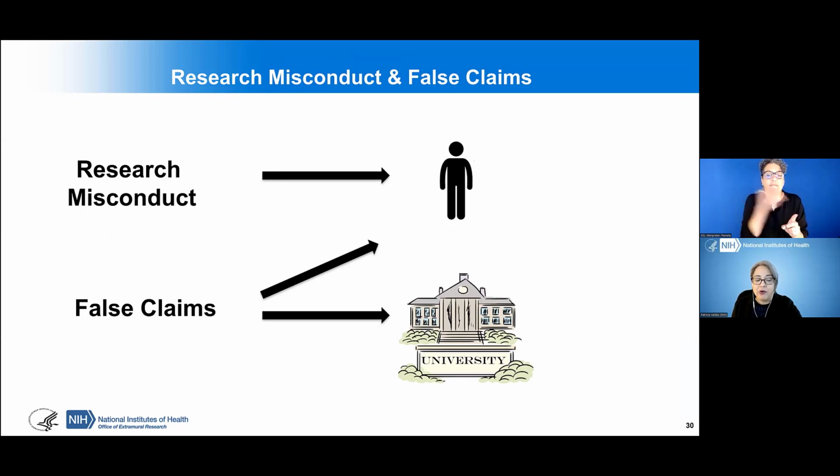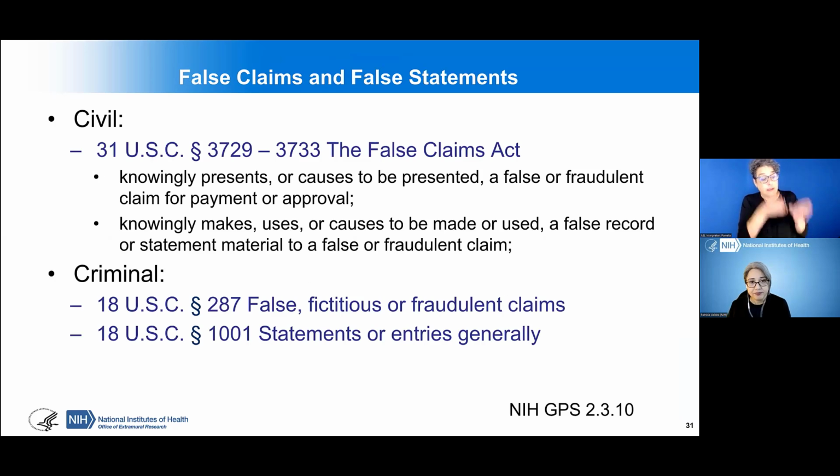So I want to talk a little bit more about false claims because this can be related to research misconduct. As Ranjini mentioned, research misconduct findings are made against individuals. So you can't have a finding unless you know who did it. You identify the person who did it. Now, false claims can be made against the individual or the university itself. And so these are the regulations here in the US Code. You can have civil false claims, so that's 31 USC 3729 to 3733. This is the False Claims Act.